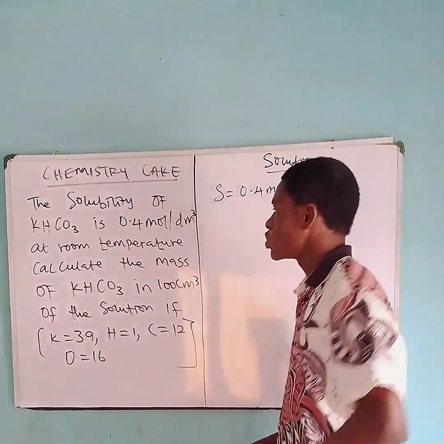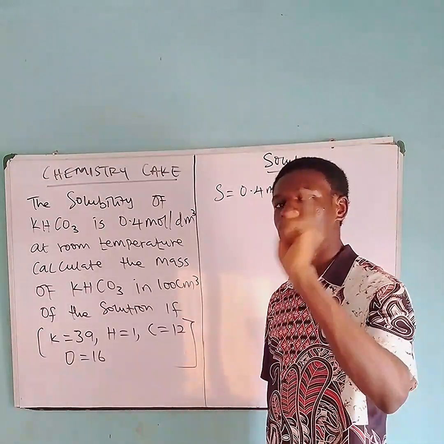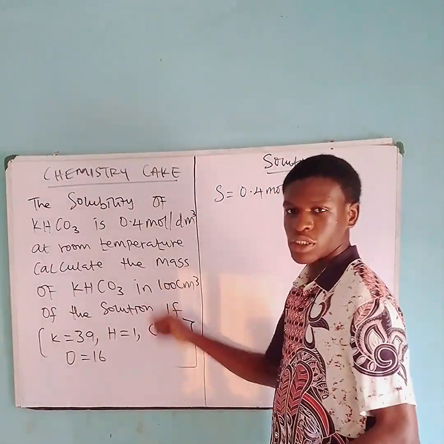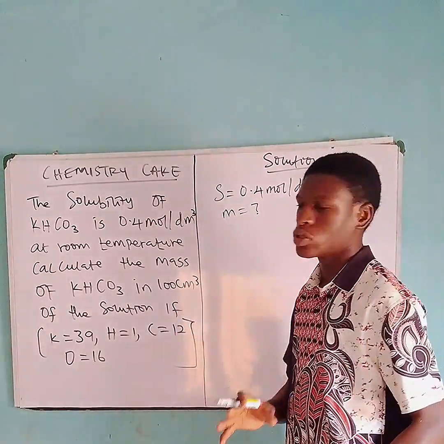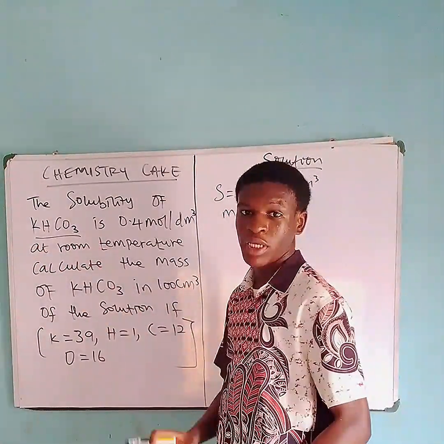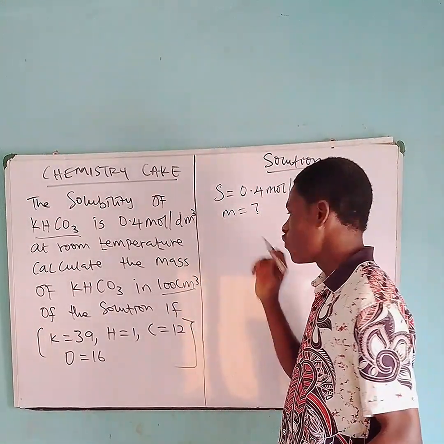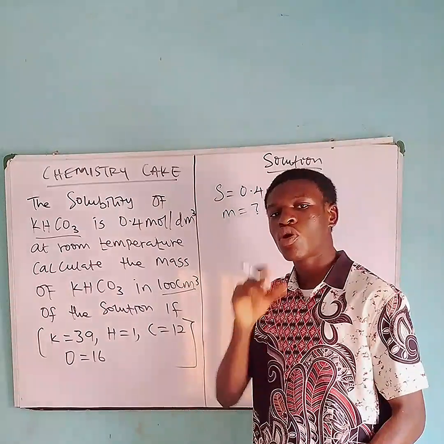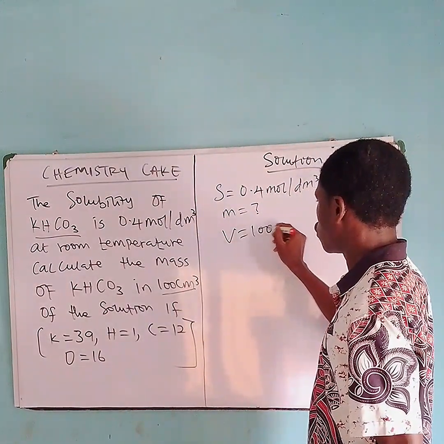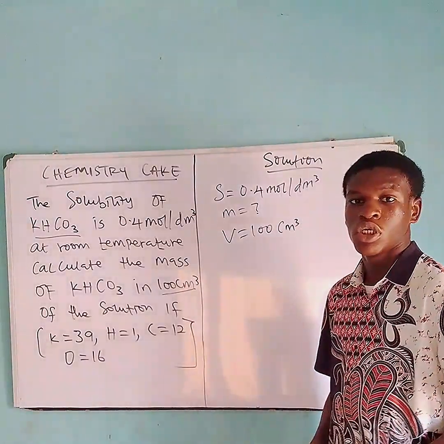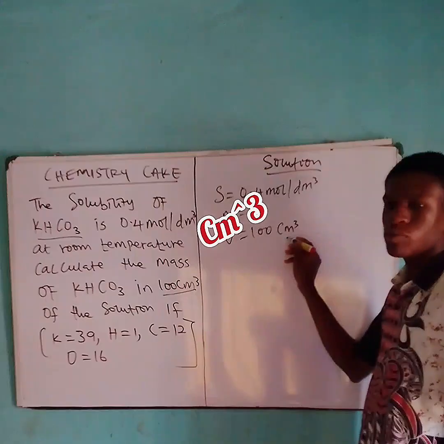That's the solubility that has been given to me. Now, the next thing in the question, at room temperature, calculate the mass. So in this question, I'm looking for one thing, the mass. The mass of the substance in the solution, that's the mass that I'm looking for. Now, in 100 cm³, the volume in this question is 100 cm³. The volume is not in dm³. The volume is in cm³.